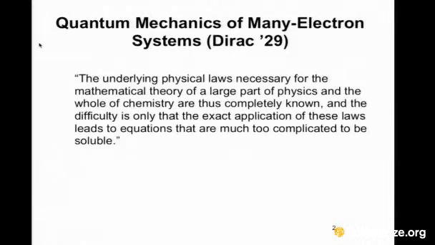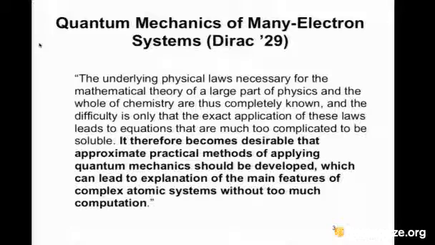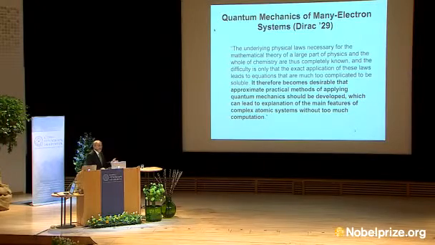Many people know this, but they may not be as familiar that this was only the first part of a paragraph which went on: "It therefore becomes desirable that approximate practical methods of applying quantum mechanics should be developed, which can lead to explanation of the main features of complex atomic systems without too much computation." This could be regarded as a leitmotif of this year's prize in chemistry, but actually what Dirac was thinking of was not classical mechanics, but simplifying quantum mechanics.